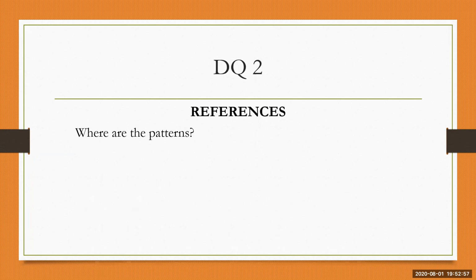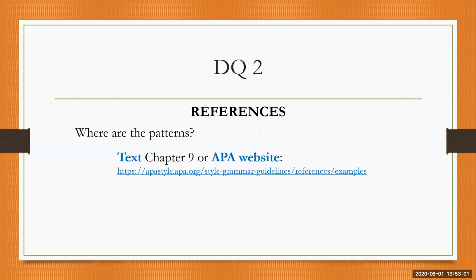All right, so where do you find the patterns? That's the question. Well, you have a textbook, and in chapter 9, these references, their examples are shown to you, or you can use this APA website. Either will get you there, and they're both really fairly easy to use.